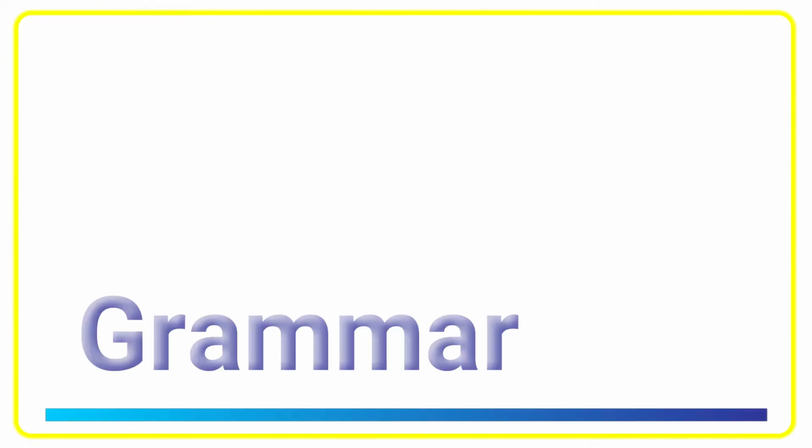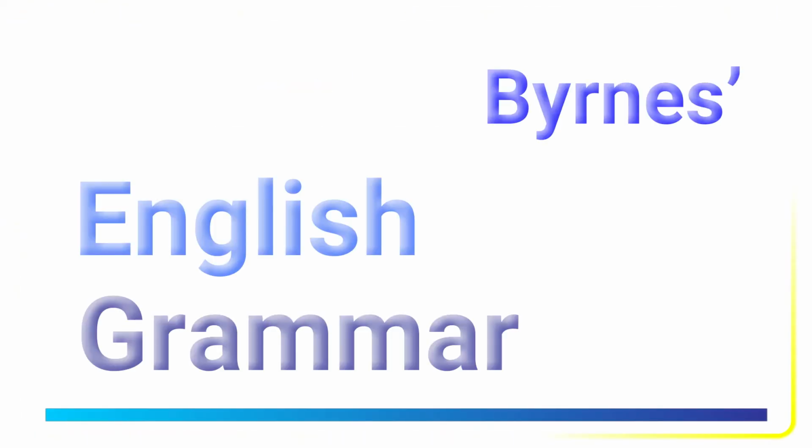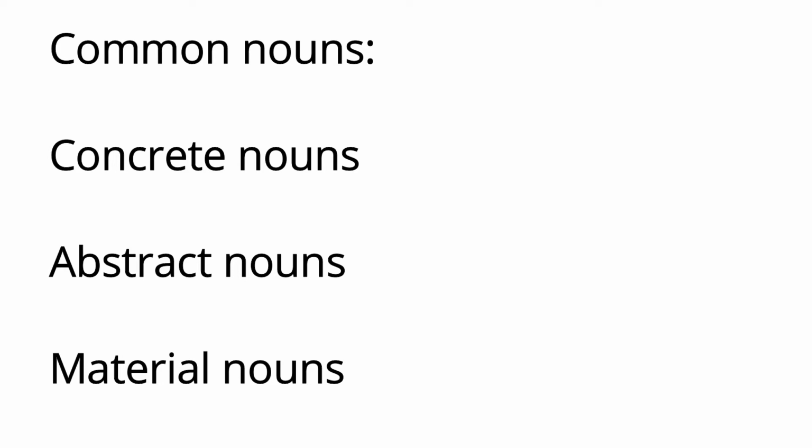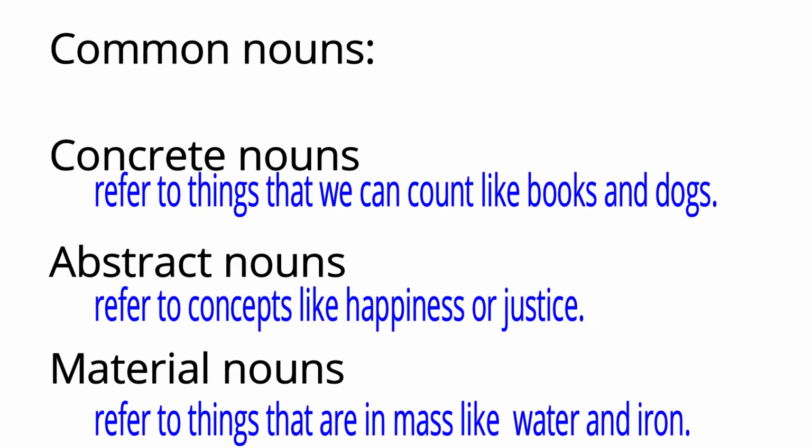Common nouns are names of non-unique, unspecific things. Depending on the types of things that common nouns are names for, common nouns can be further divided into three types: concrete nouns, abstract nouns, and material nouns.